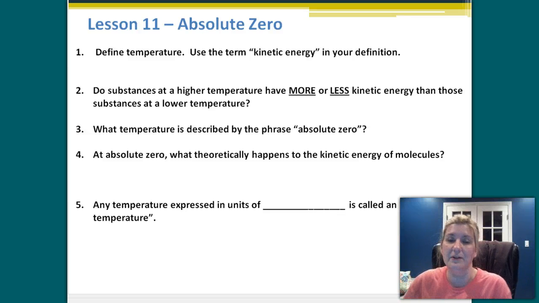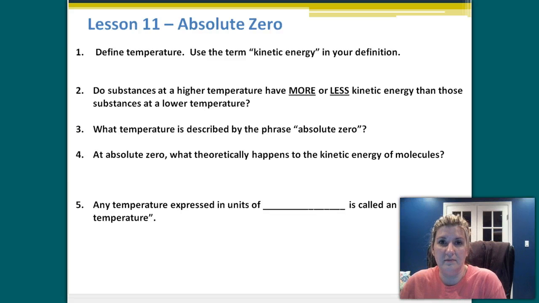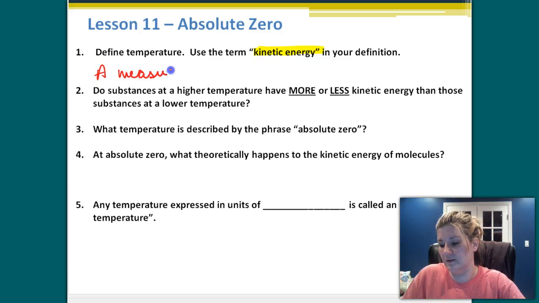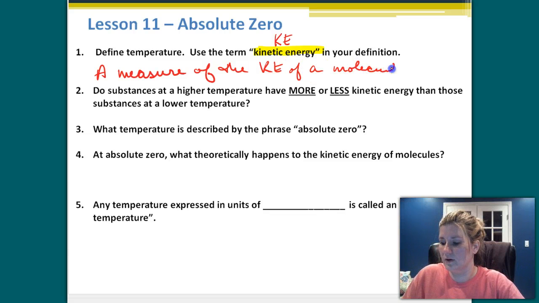Okay, moving on to lesson 11. Lesson 11 was very conceptual, really wasn't a whole lot of practice, but it has everything to do with temperature and temperature conversion. So in lesson 11, we defined temperature not as the heat in a room, not how warm the room is, but using that term kinetic energy in our definition, we would have to say temperature is a measure of the kinetic energy of a molecule or a sample of molecules, gas sample.